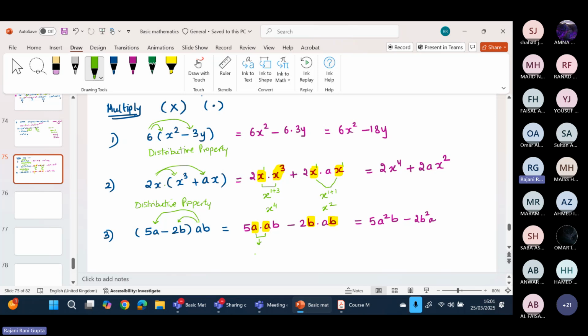You combine them to make 1 plus 1, that is a power 2. Here you combine these two, 1 plus 1, that is b power 2. This gives you a power 2, b power 2. Okay, so please don't forget these things. These are the small things.